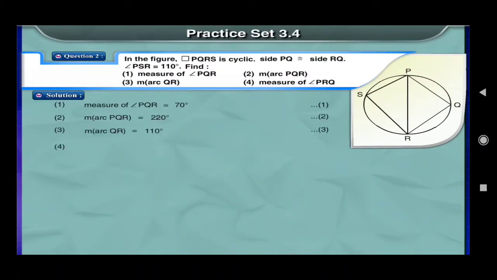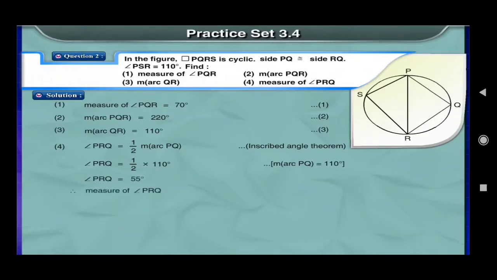4. To find the measure of angle PRQ, we can use inscribed angle theorem. Angle PRQ intercepts the arc PQ. Therefore, measure of angle PRQ is half the measure of the intercepted arc, that is arc PQ. Therefore, angle PRQ is equal to 1 upon 2 into measure of arc PQ, which is equal to 1 upon 2 into 110 degree, since we know from statement 3 that measure of arc PQ is equal to 110 degree. So this is equal to 55 degree. Therefore, measure of angle PRQ is equal to 55 degree.